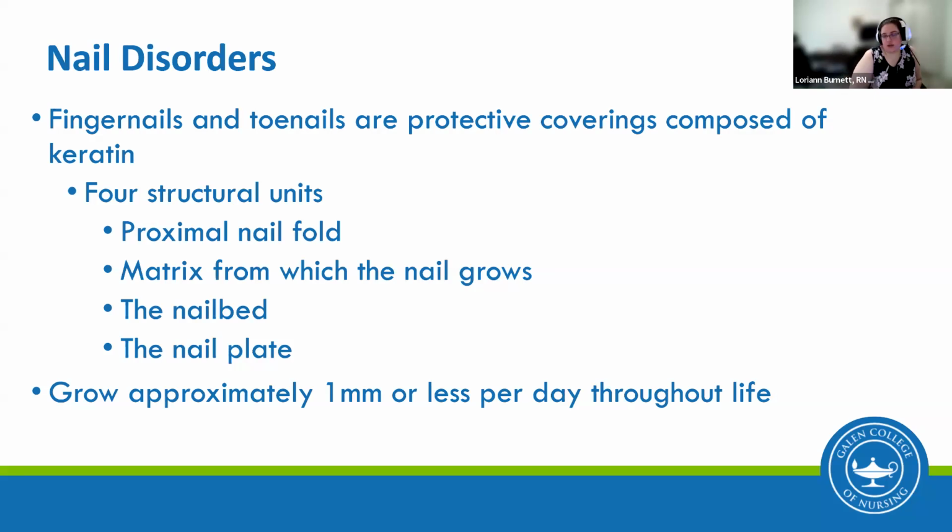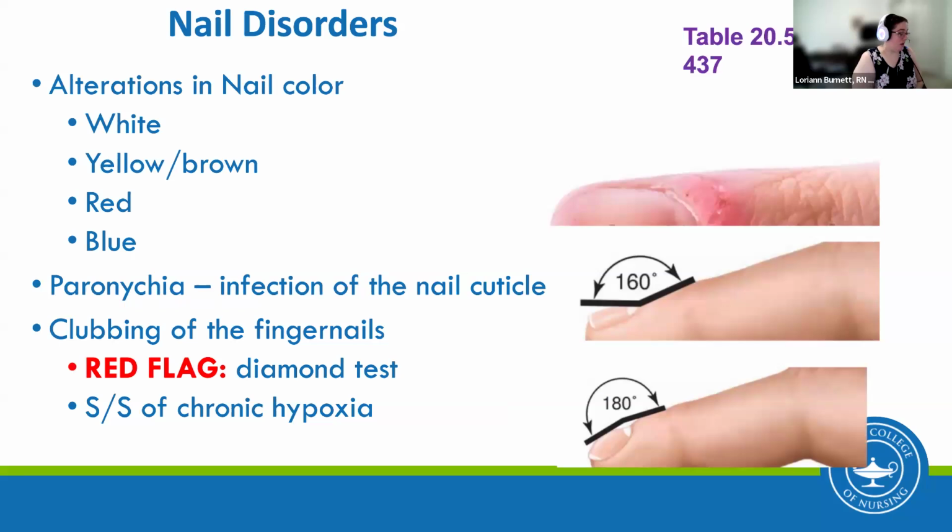Right. Last thing we're going to talk about is nail disorders. The main one we're going to be talking about is clubbing. Clubbing is a symptom of prolonged hypoxia. And again, it's a symptom. So we'll usually see it with our patients with COPD or asthma. That is different than cyanosis, which is a symptom of acute hypoxia. We want to be able to differentiate.